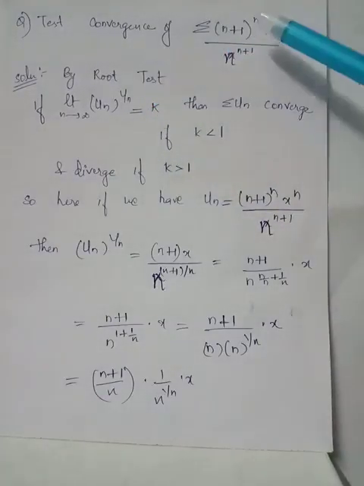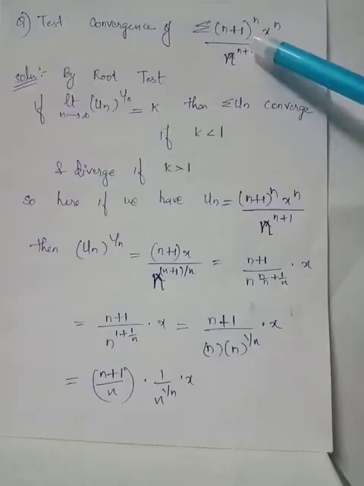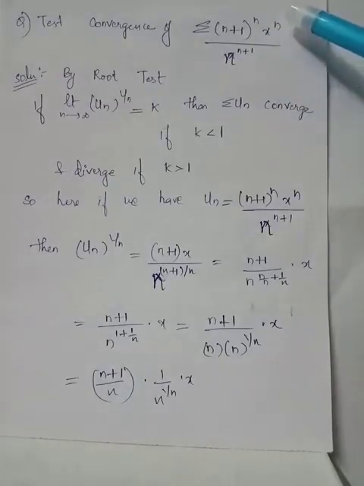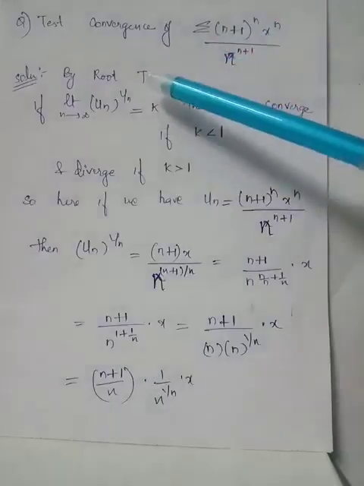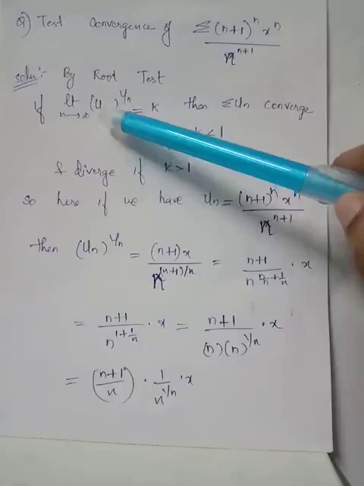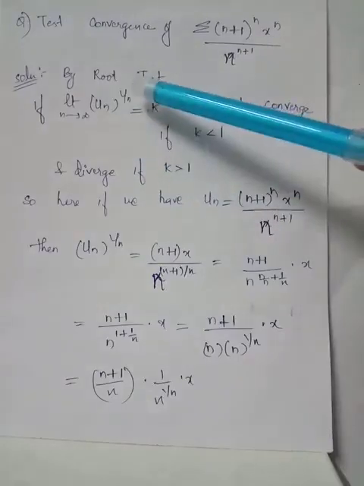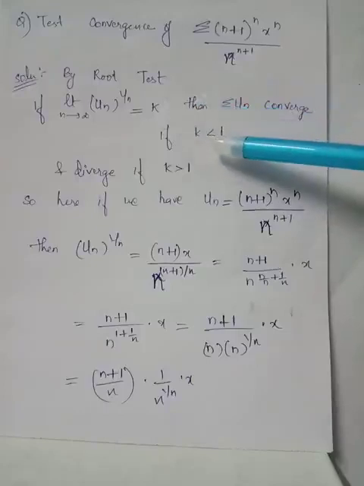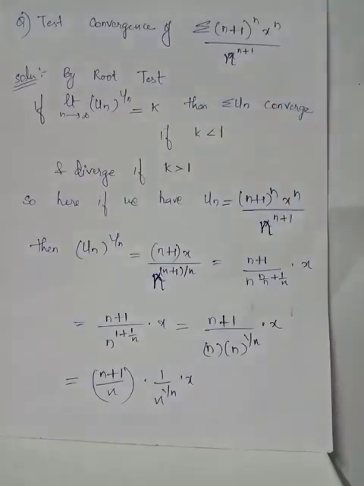When you raise the general nth term of the series to the 1 by nth power, you shall get rid of this nth power in the terms of the series. By the root test, we apply limit n tends to infinity to the nth term un which is raised to its 1 by nth power. Suppose this limit is k and k is less than 1, then we shall conclude that the given series summation un is convergent. If the limit is greater than 1, we shall conclude that the given series shall diverge.